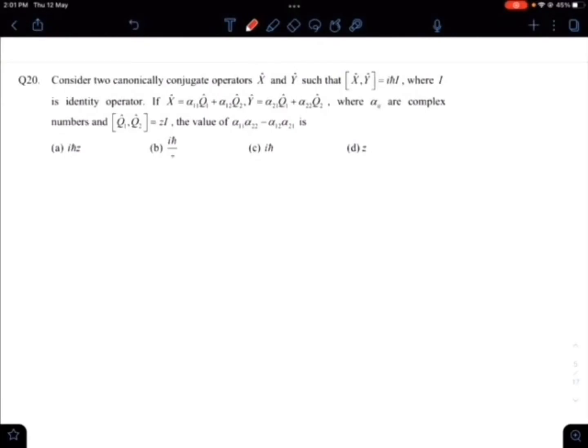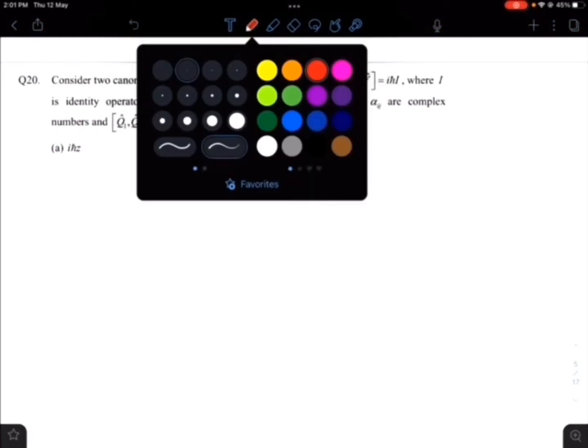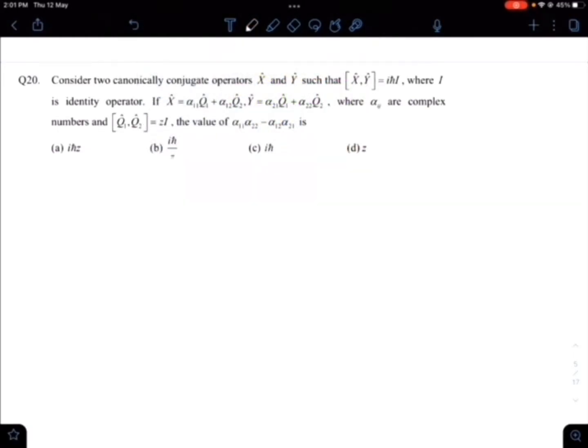So let's jump into the second problem. What is it stating? It is stating that we have two canonically conjugate operators x and y, and their commutation relation is given as this. First we have to know what canonically conjugate operators are. Position and momentum are canonical conjugate operators, and they satisfy this commutation relation.